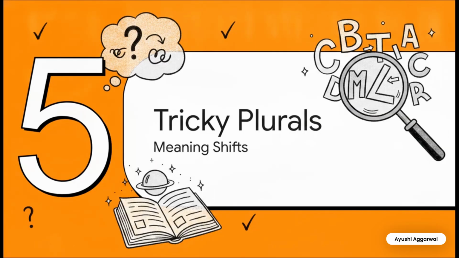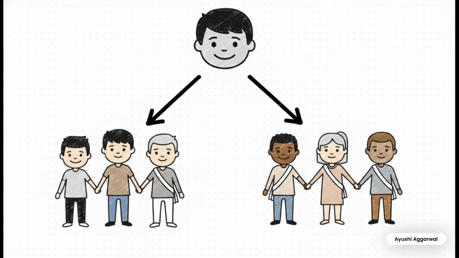Finally, we've made it to Section 5, Tricky Plurals for Exams. Honestly, this is the most critical stage of the whole masterclass, where we look at words that completely change their meaning the moment they become plural. Did you guys know that a single noun can actually have two different plural forms and that their meanings can be completely different? Take the word brother, for example.